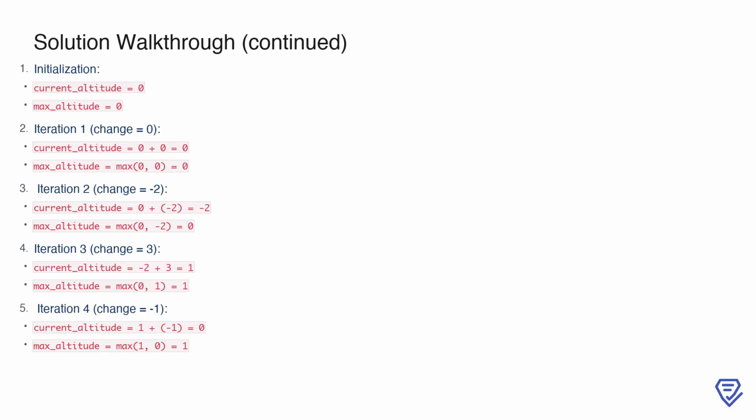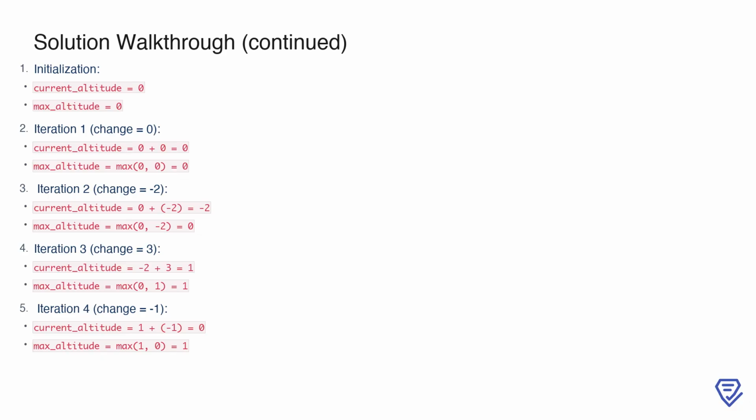In the second iteration, the change is -2. Adding this to the current altitude of 0 results in -2, and the max_altitude is still 0 because the maximum of 0 and -2 is 0. In the third iteration, the change is 3. Adding 3 to the current altitude of -2 results in 1, and the max_altitude updates to 1, which is the maximum of 0 and 1.